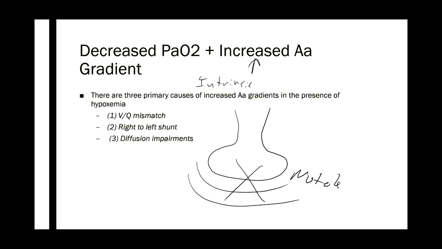That means just some kind of ventilation perfusion defect, a mismatch, a right to left shunt, where blood from the right side of the heart is going to the lung without getting oxygenated. Or diffusion impairments, like interstitial fibrosis between the alveolar wall and the capillary wall, would be an example. So anything that is going to decrease the P small a O2 and increase the AA gradient will be intrinsic causes that impair gas exchange.